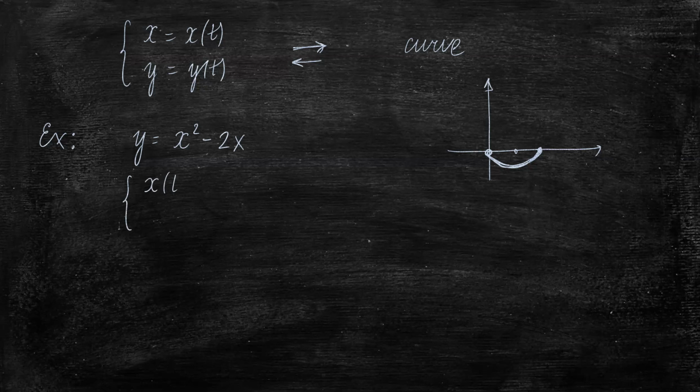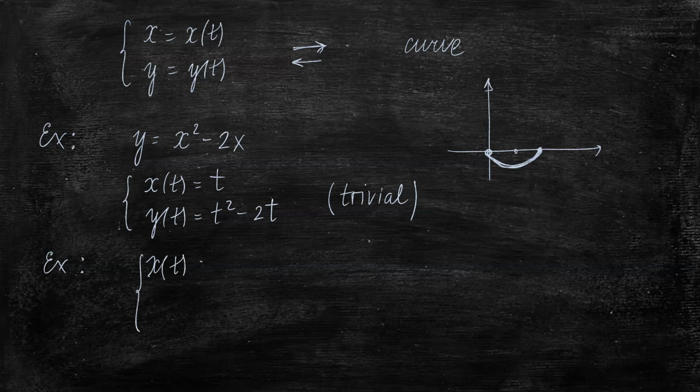We can do a trivial parametrization by setting x equal to t, and then y of t will be t squared minus 2t, but this parametrization is rather trivial because you can see that all we did is just replace x with t. This parametrization is not unique. We can also replace x of t with something else, such as 2t, and then y of t will be equal to 4t squared minus 4t.